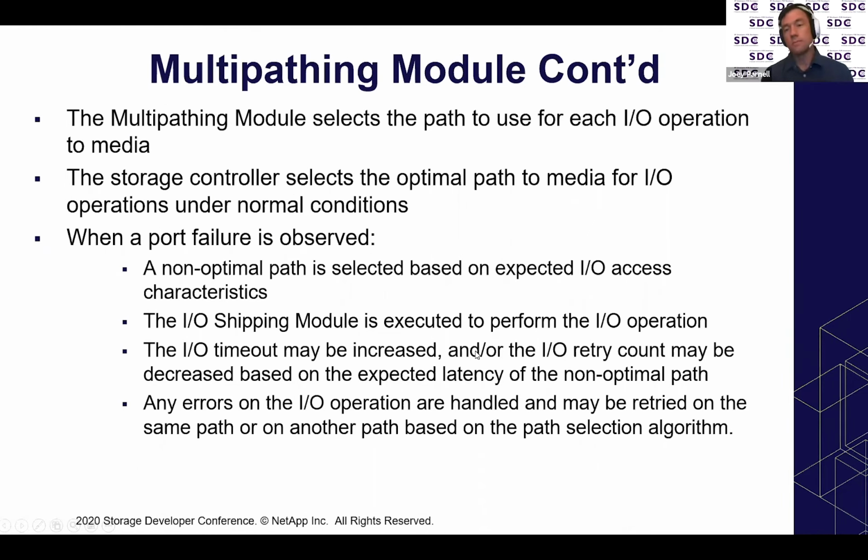Each retry is actually reevaluated by the path selection algorithm. So a retry might actually occur on a different path depending on what you're observing with the access characteristics.